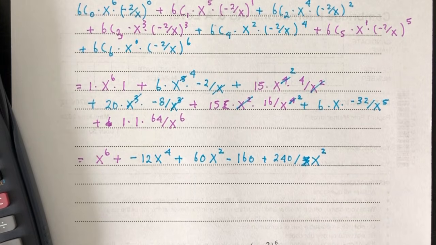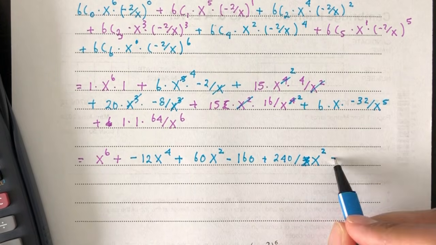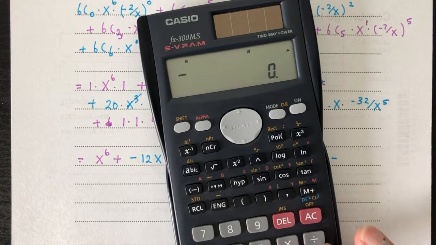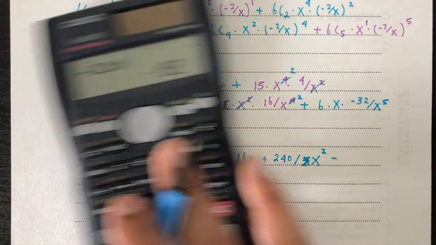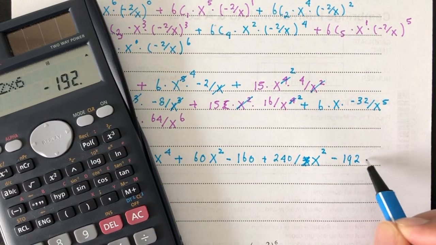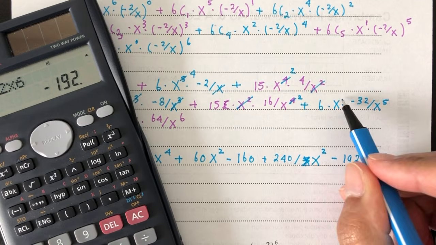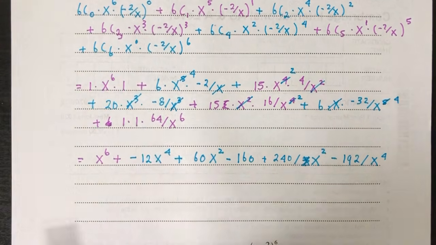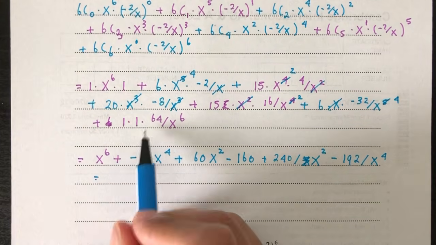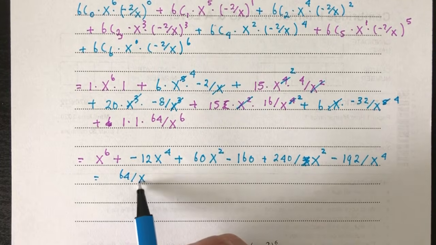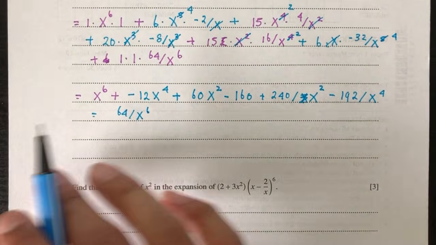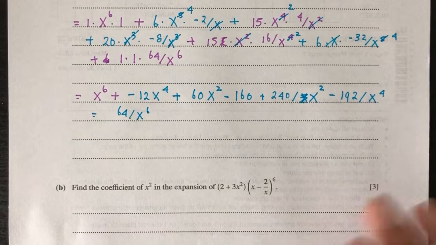And then what else? Here, minus 32 times 6. Minus 32 times 6, that will be minus 192 over x power 4. And then the last term will be 1, that will be 64 over this. So let's rewrite this down again, simplify as simple as we can.